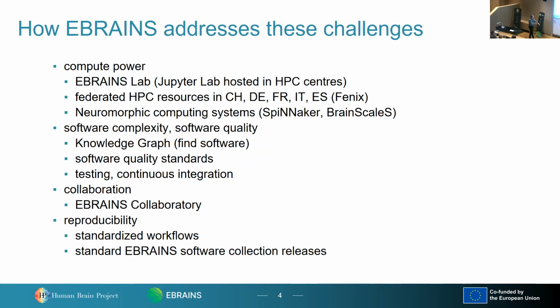So how can EBRAINS address these challenges? For compute power, EBRAINS offers the EBRAINS lab, which is a Jupyter lab hosted in HPC centers across Europe. There are federated high-performance computing resources made available from sites in Switzerland, Germany, France, Italy, and Spain through the Phoenix program. And there are these novel neuromorphic computing systems, which Catherine Emmons introduced you to this morning.